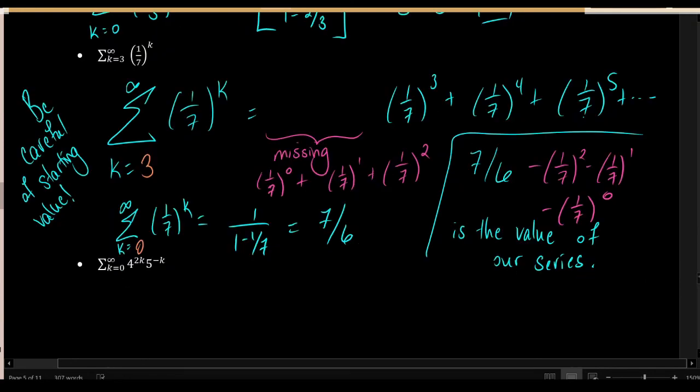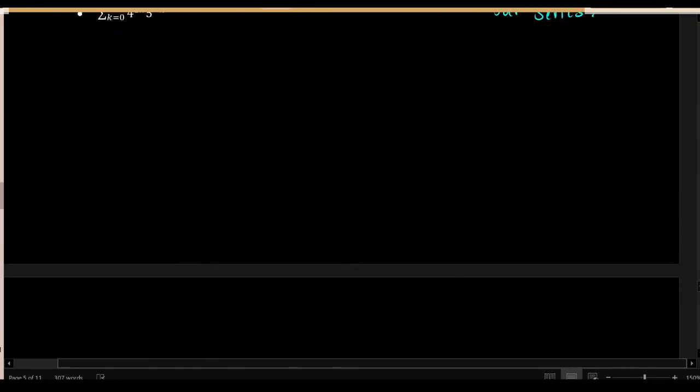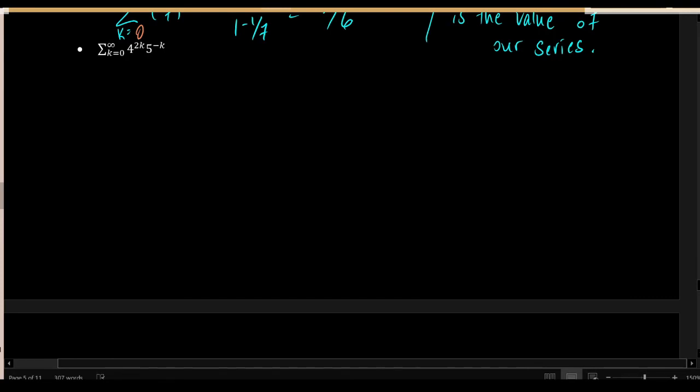Now finally, as our last example of a geometric series, where we have the sum from 0, so the correct starting position, to infinity of 4 to the 2k times 5 to the negative k. Now at first, this series may not look geometric, but let's see if we can do some rewriting to make it look geometric.